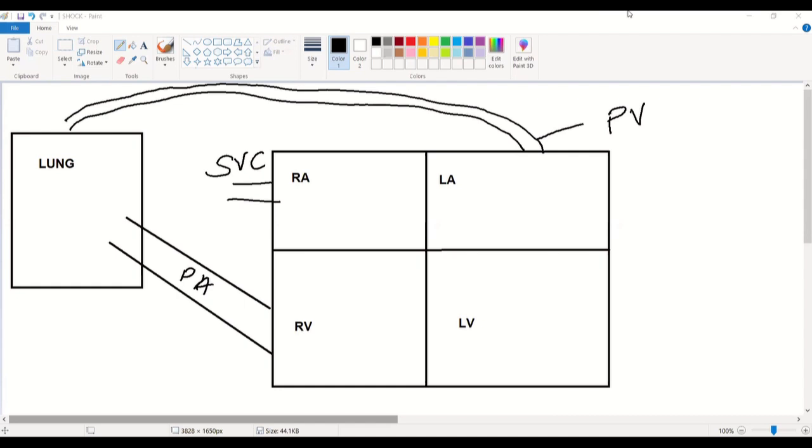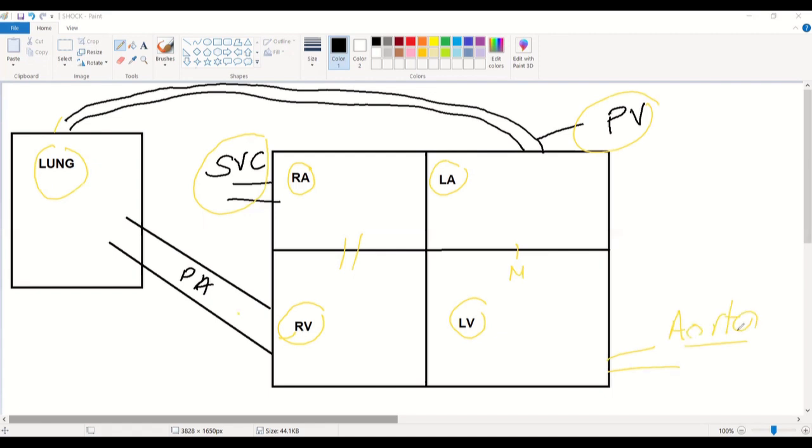So what happens in the right atrium? Blood comes from the superior vena cava and inferior vena cava. From the right atrium, it moves through the tricuspid valve into the right ventricle. From the right ventricle, it moves through the pulmonary artery into the lung, right? From the lung, it moves into the left atrium through the pulmonary veins. And this blood from the left atrium moves into the left ventricle through the mitral valve. From the left ventricle, it finally goes into the aorta, right?